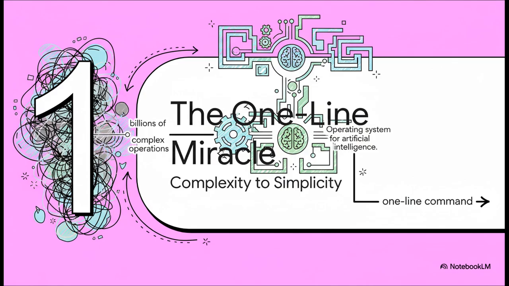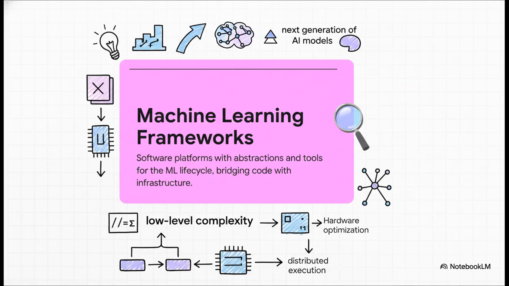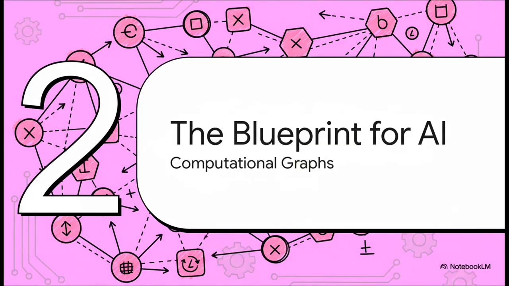So, how do we bridge that gap? How do we get from billions of messy, complicated operations all the way down to that one, clean, simple command? Well, that's exactly where frameworks come into play. The best way to think about them is as the operating system for artificial intelligence. They handle all the messy, low-level stuff, all the calculus, all the optimizing for the hardware, making it run on multiple machines. They take care of all of it. This frees up developers to focus on the fun part, being creative and building the next generation of incredible AI models.